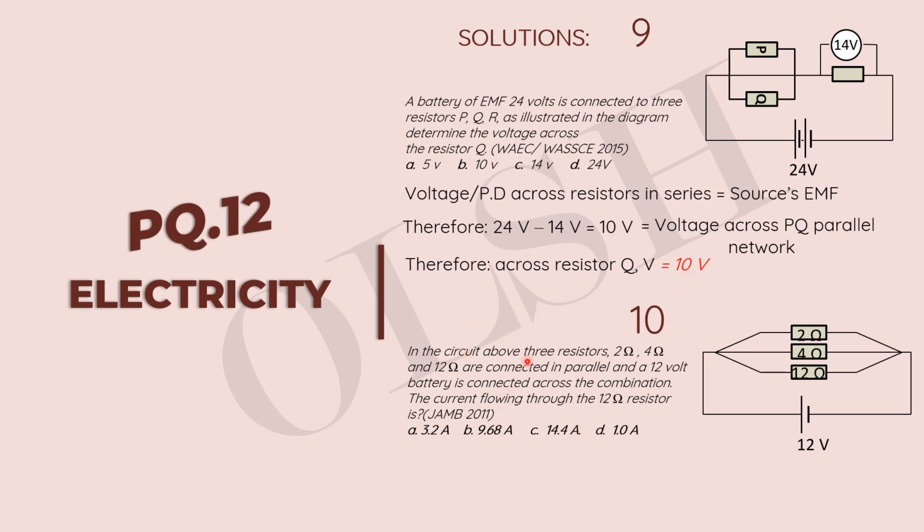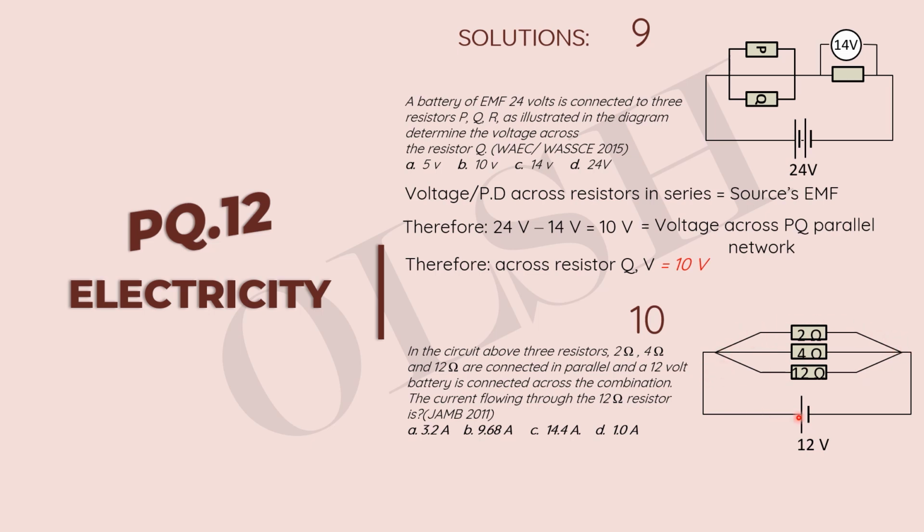It says: in the circuit above, 3 resistors, 2 ohms, 4 ohms, and 12 ohms are connected in parallel, and a 12 volt battery is connected across the combination. The current flowing through the 12 ohm resistor is... So this is from JAMB 2011. We have 3 resistors and they're asking for the current flowing through the 12 ohms. That's this one. So we know that the voltage across these resistors is obviously 12 volts, because they're in parallel, the same voltage goes across them.